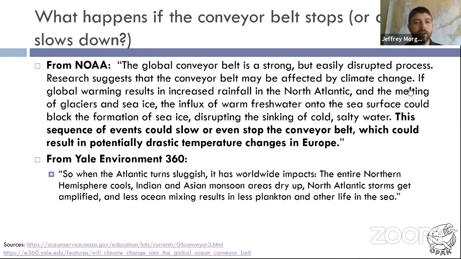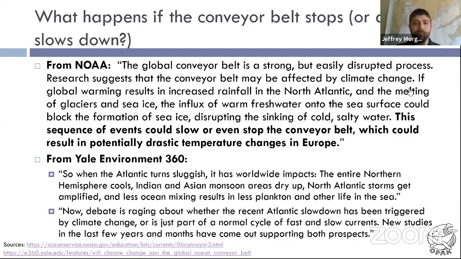And if you remember from the beginning of the presentation, our currents are moving about a third of the planet's heat. So if we stop that process, we're going to have dramatic changes in temperature, not just in Europe, but all over the world. This could have areas of Asia that don't get monsoon seasons. We could get stronger storms, and we could get less ocean mixing, so that vertical movement of water, and that could result in less primary production, so less plankton in the ocean.